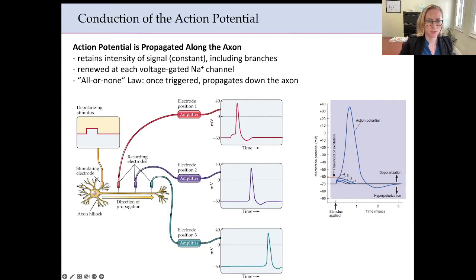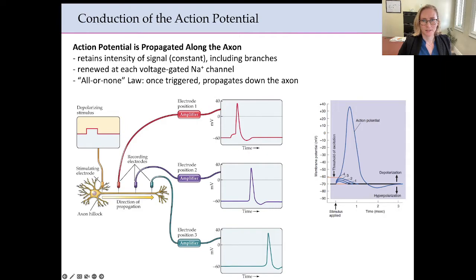So you can see if you stuck recording electrodes along the axon, you would see, at the beginning, you're going to have your action potential. At the next point, it'll be a little bit later. And the next, so it's a traveling electrical event. So we say it propagates. It propagates along the axon.